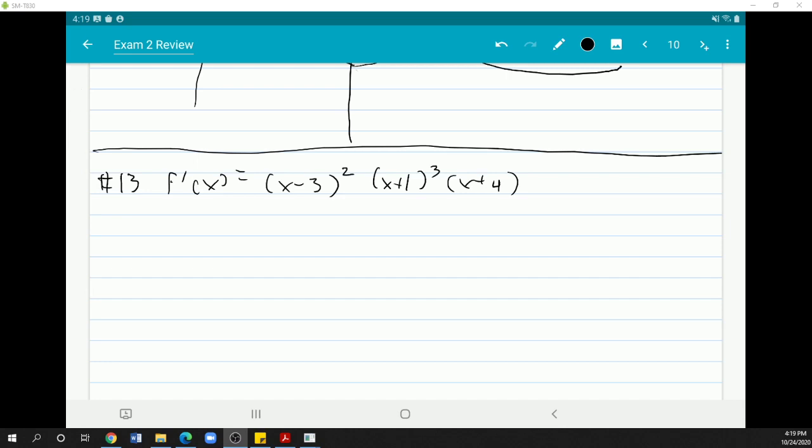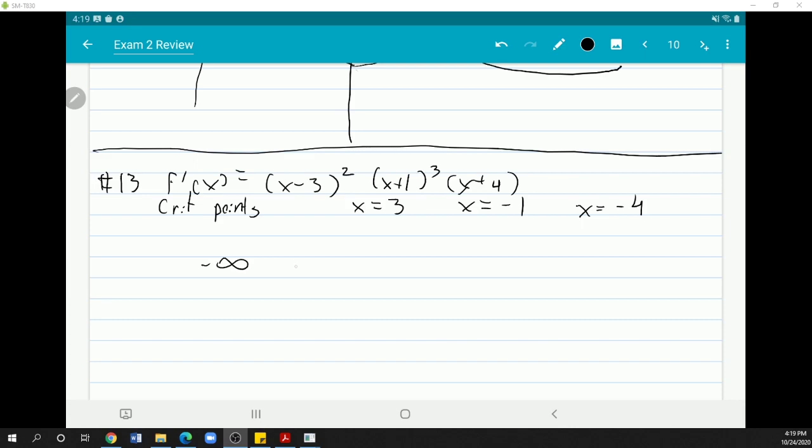So the idea here is you're going to have to do the sign chart, but just on this thing. So this problem is actually kind of easy. Critical points, that's the first thing I need to look for. Well, (x minus 3) squared could be equal to 0, so that gives x equals 3. (x plus 1) cubed will give me x equals minus 1. And then the x plus 4 bit will give me x equals minus 4.